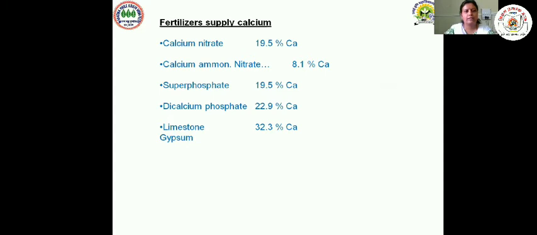Fertilizers which supply calcium: there are different types of calcium fertilizers. Calcium nitrate provides 19.5% calcium. Calcium ammonium nitrate provides 8.1% calcium. Superphosphate provides 19.5% calcium. Dicalcium phosphate provides 22.9% calcium. And next, limestone gypsum provides 32.3% calcium. The last one is the most enriched source of calcium.